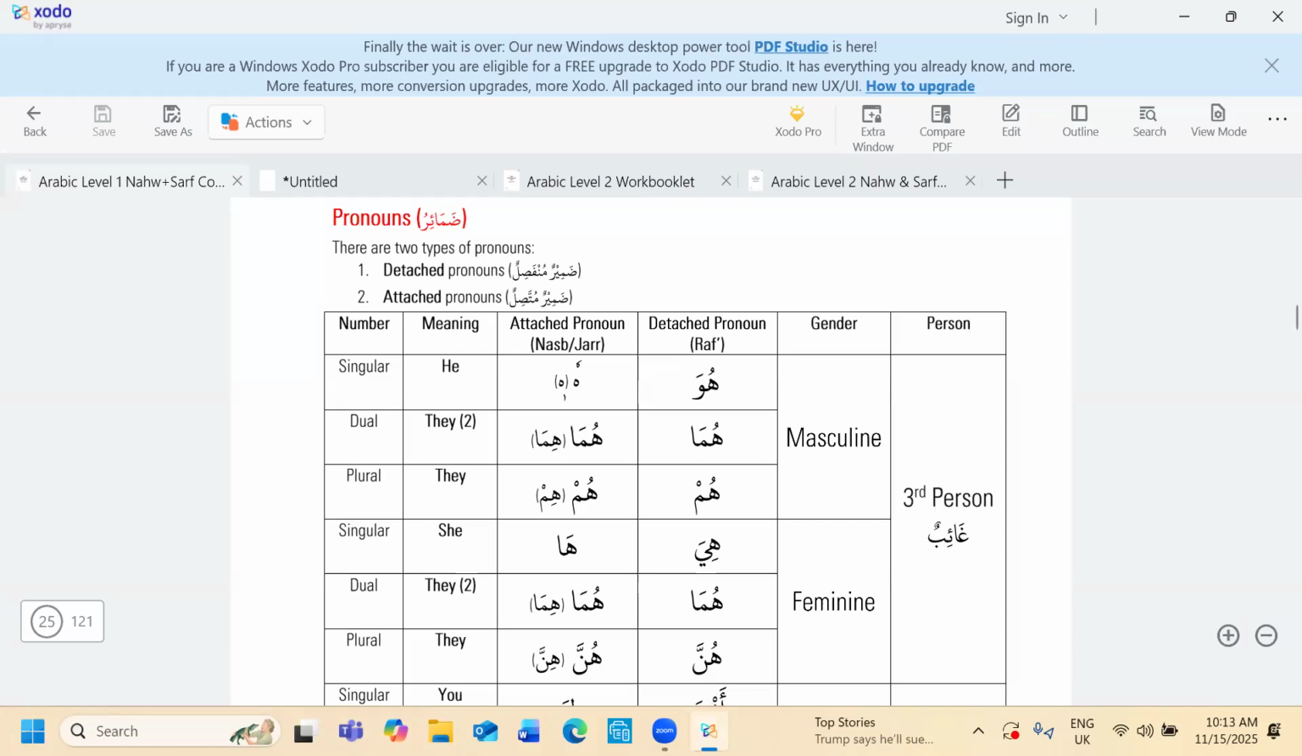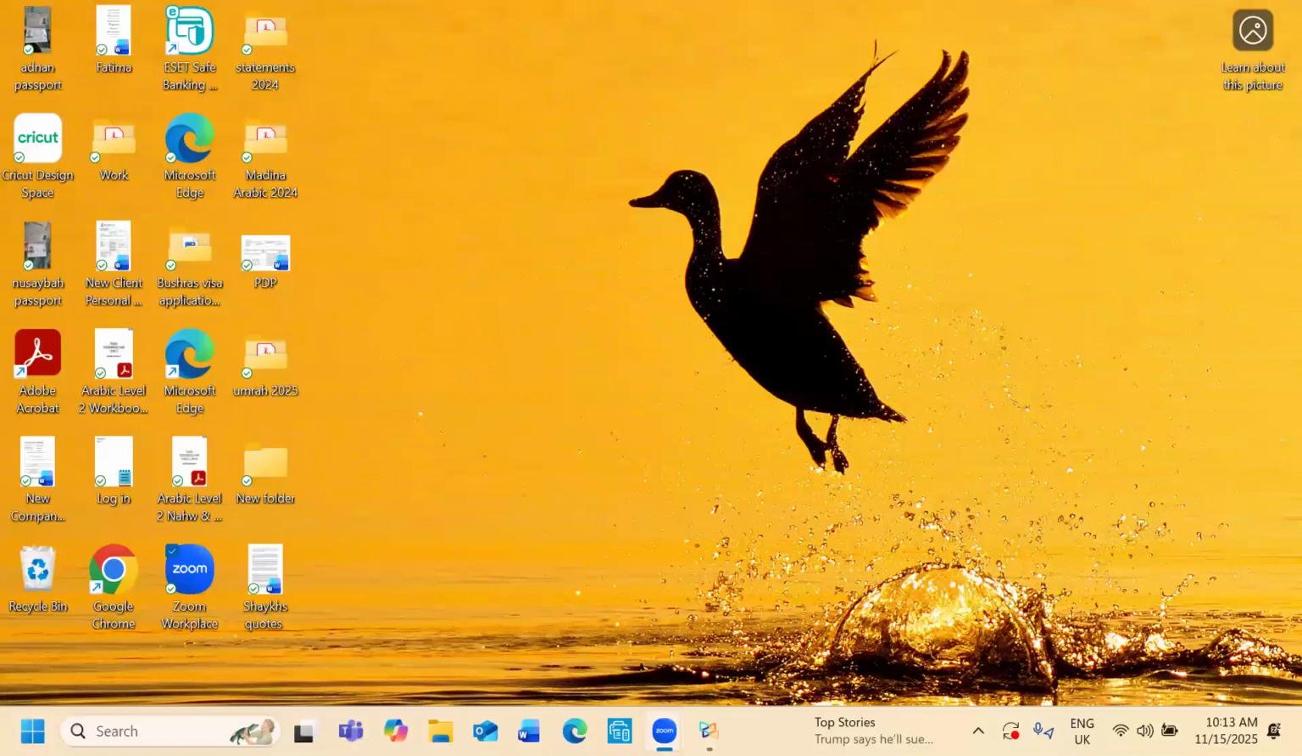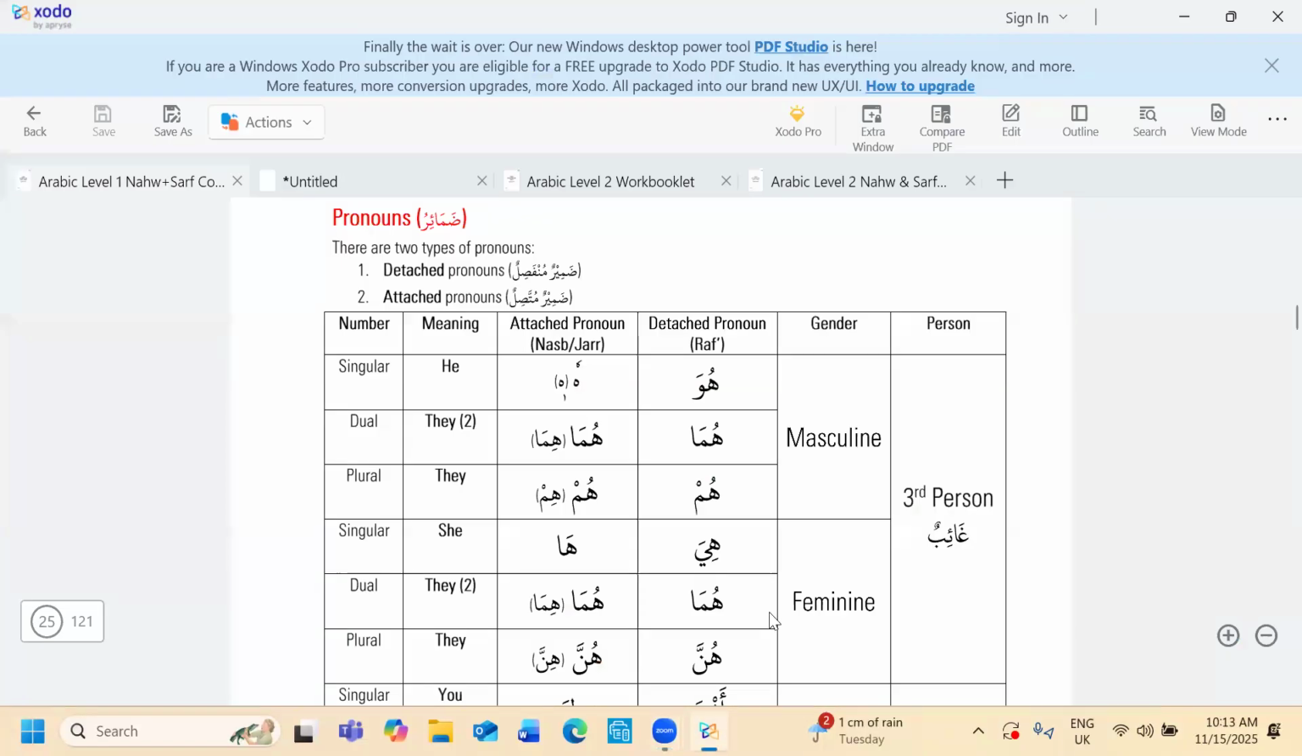So the question is, if you have a group of males and females, would you use hum or hunna? Is that preference? Yes, it's usually the plural masculine version. So hum or antum would normally include the feminine as well. Like in the Quran, when it only mentions the hum version, most of the time it also includes the feminine. I was going to mention that as we go along.